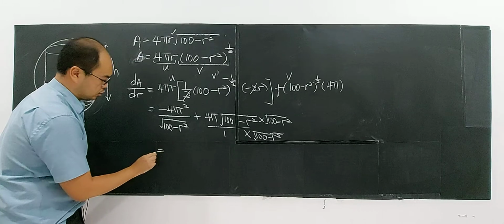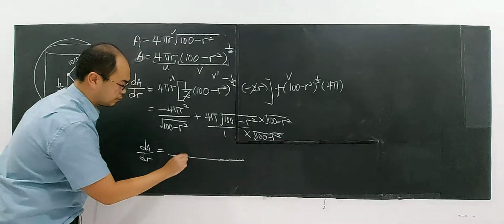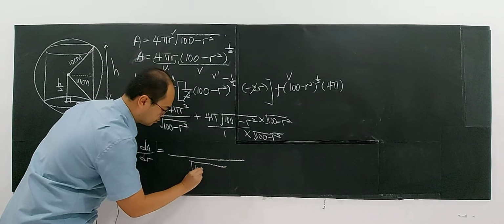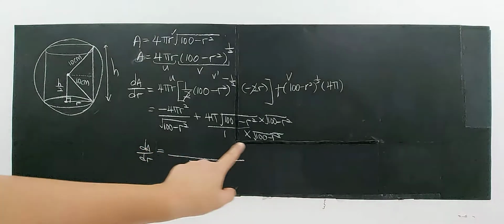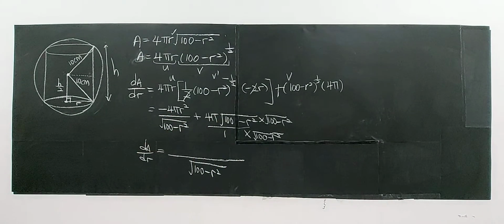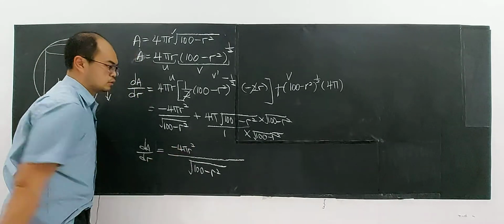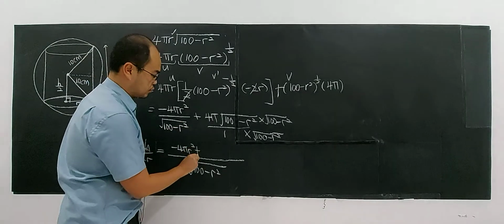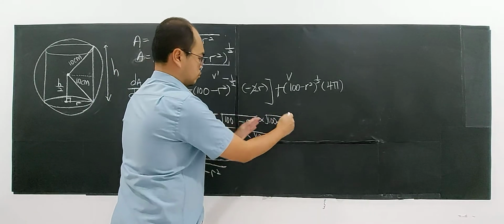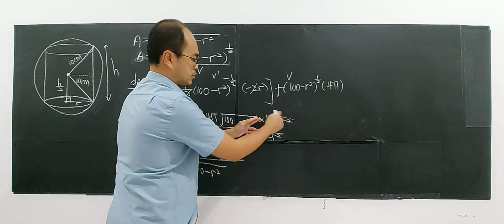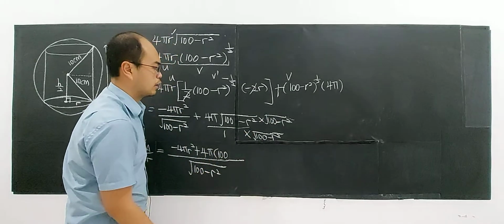So okay, to equate the denominator, my dA/dr is everything divided by square root of 100 minus r to the power of 2, right? So I have combined the denominator. Now I'm going to deal with the numerator. So negative 4 pi r to the power of 2, plus 4 pi. You have 4 pi here, and these two, square root of a multiplied with square root of a, is identical, so you can get back 100.